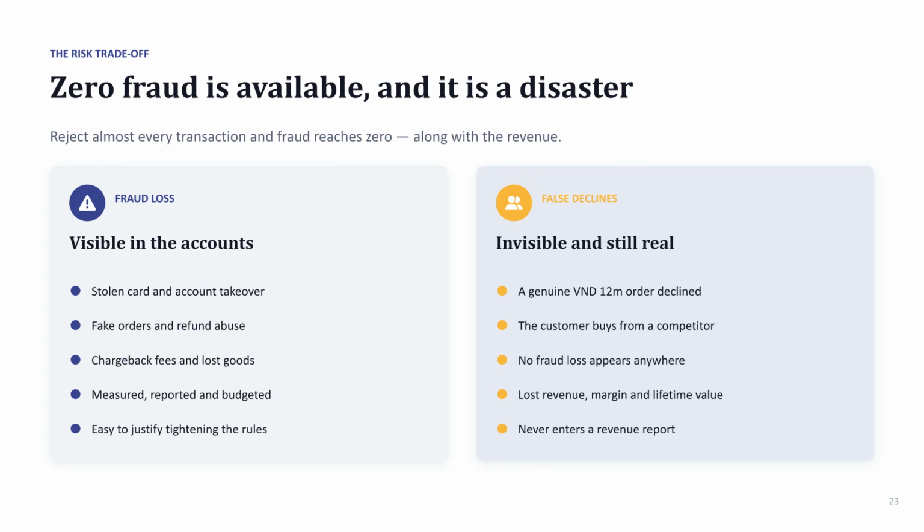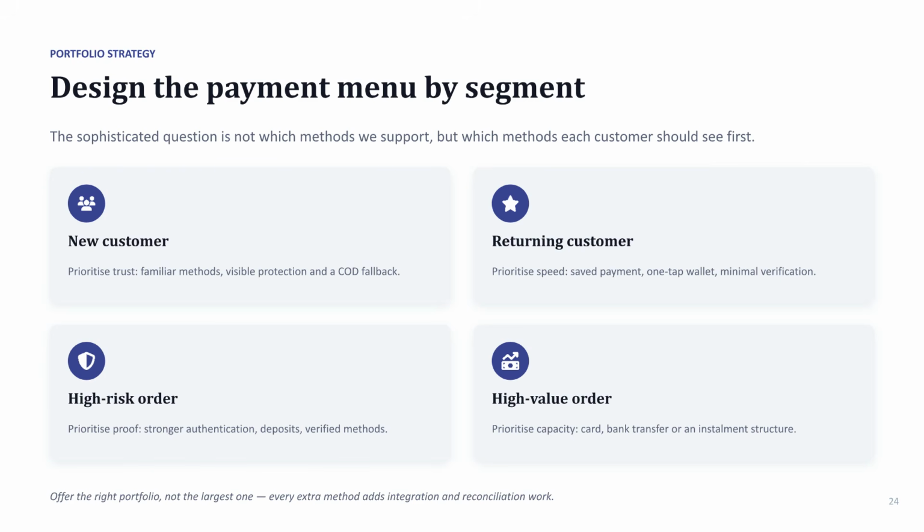Managing fraud requires balancing 2 types of losses: actual fraud and false declines. While fraud losses are visible in accounting, false declines are invisible and represent lost customers, margin, and lifetime value. A balanced risk strategy is essential. Your payment menu should be designed by customer segment. Prioritize trust for new users, speed for returning customers, and proof for high-risk orders. Avoid adding unnecessary methods, as each one increases integration complexity and reconciliation work.